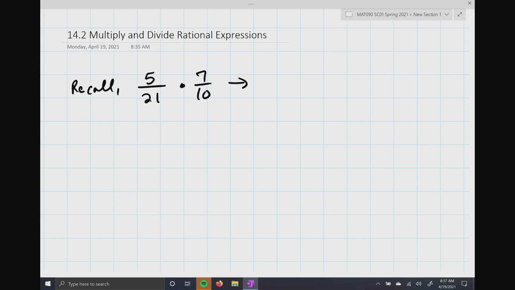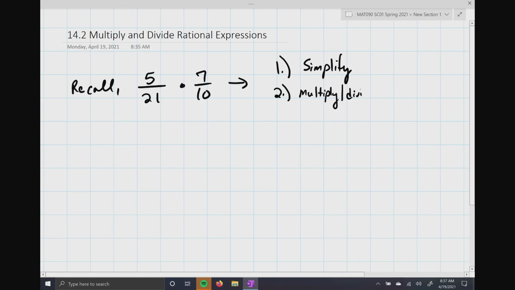Okay? So if you had me, and I'm going to review this for everybody, to multiply fractions, you always want to simplify first. Then, part 2, you're going to multiply or divide from left to right.